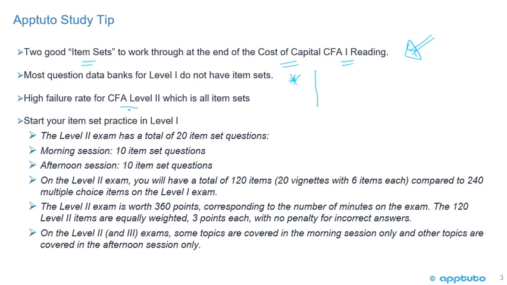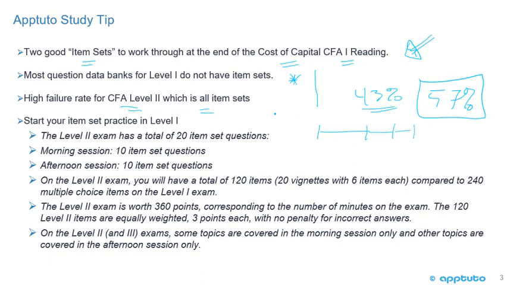Because there's a high failure rate for Level 2, which is all item sets. We know the average pass rate over the last 10 years is about 43%, so 57% of the people are failing Level 2, all happy about passing Level 1. Get to Level 2, more than half are failing, okay? So this is my little advice: if you're going the whole way, CFA Level 1, 2, and 3, start your item set practice in Level 1. Don't ignore it.